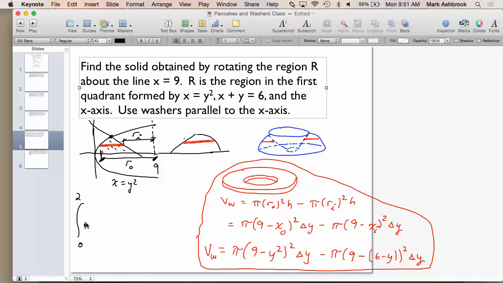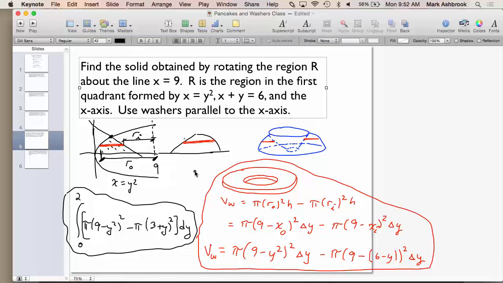Okay, and then we're going to have pi times (9 minus y squared) squared minus pi times, what is this? (3 plus y) squared? If we simplify that, you get 3 plus y in there. So solving that antiderivative is just a matter of multiplying everything out and getting a big polynomial. It's long but easy, right? Long but easy. You have to multiply out all that stuff, do a long polynomial, and solve that.